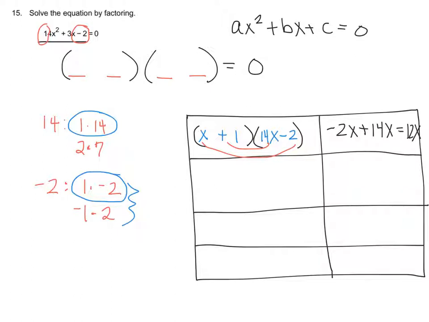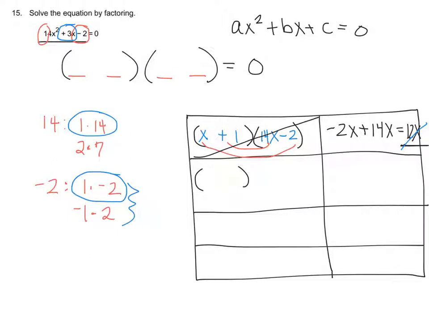If this set of parentheses is the correct set, then this term will equal the middle term in my original problem. But if we go back up to our original problem, I have a positive 3x in the middle term. So 12x does not equal 3x, so I know that that combination of pairs will not work. We're going to check another pair.